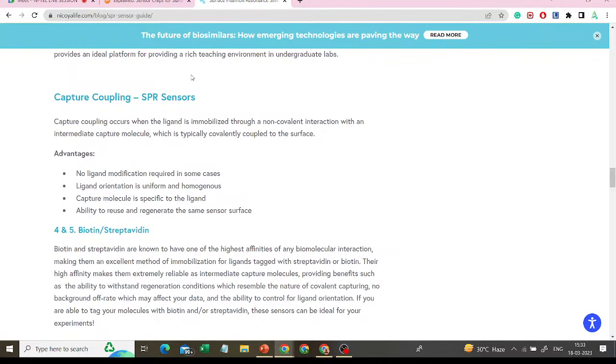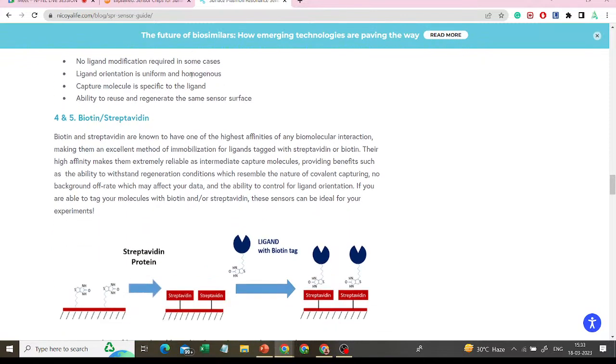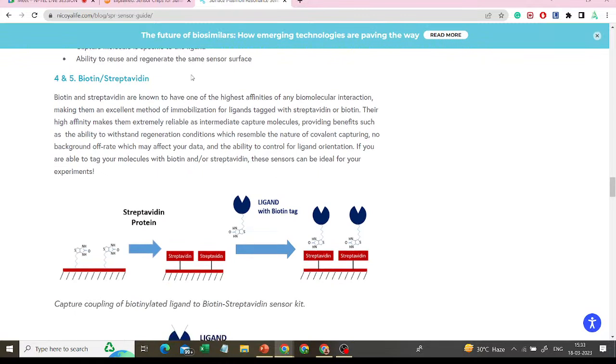The capture on the layer is a non-covalent interaction with an intermediate capture molecule covalently coupled to the substrate. So here you can see that there is no ligand modification required, and ligand orientation is uniform and homogeneous. Then you have biotin and streptavidin, which is one of the highest affinities.